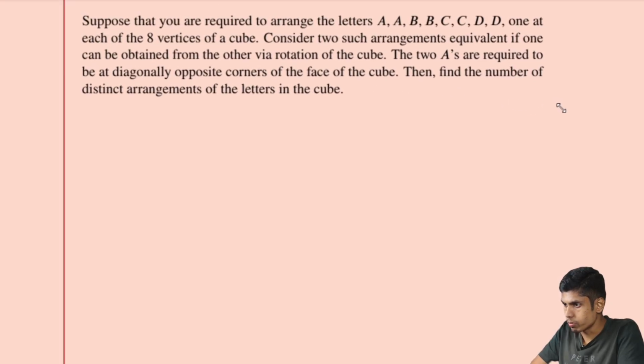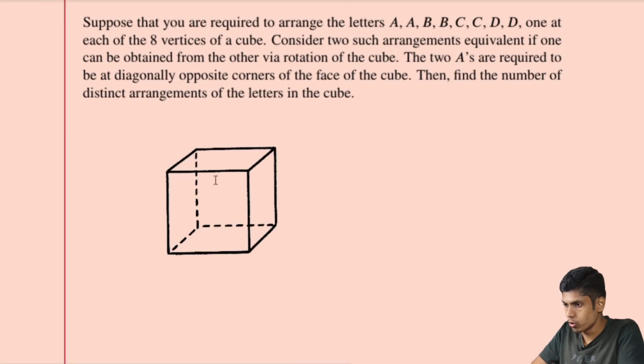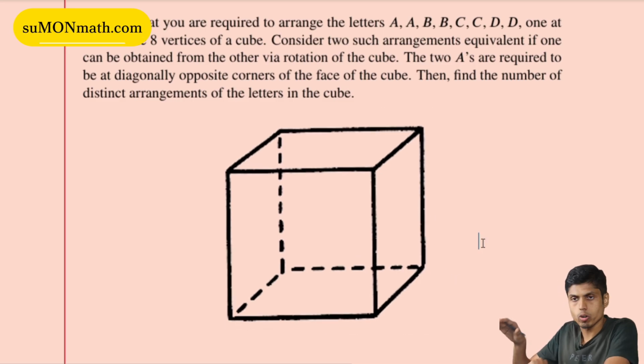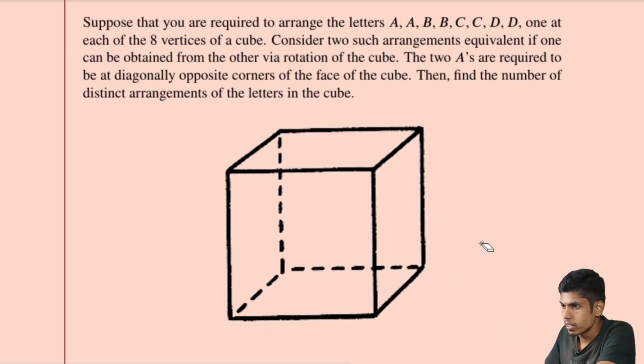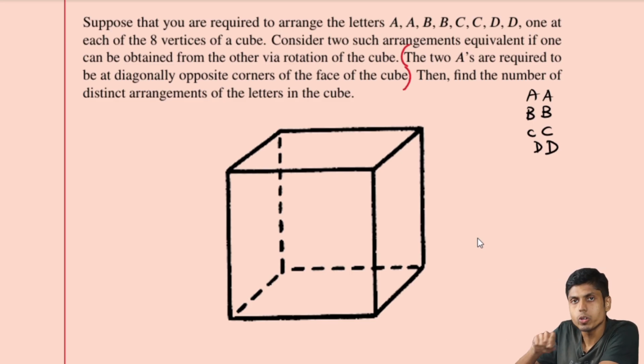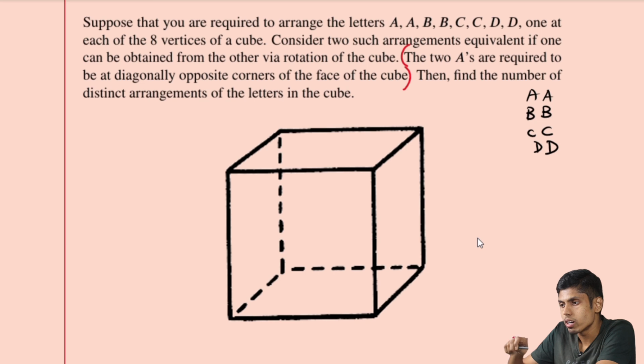Here is the problem statement and here is the cube. So there are 8 vertices, 4 in the bottom, 4 on the top face. The letters available are 2 identical A's, 2 identical B's, 2 identical C's and 2 identical D's. So you also have one more condition. The 2 A's that you are going to arrange must be on diagonally opposite corners of a face of the cube. So please add on to this condition.